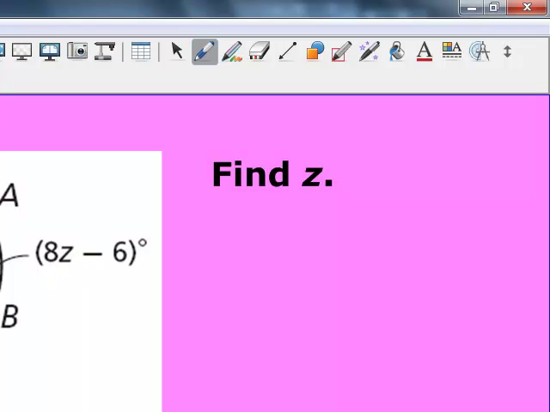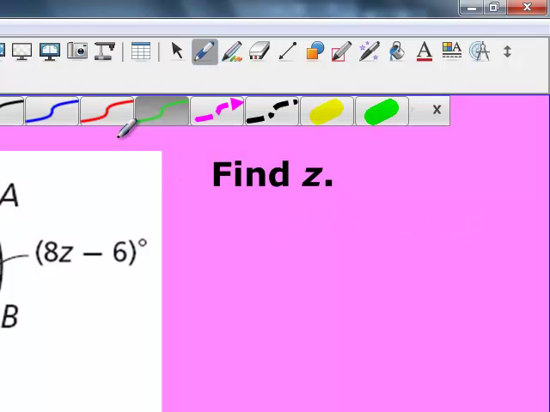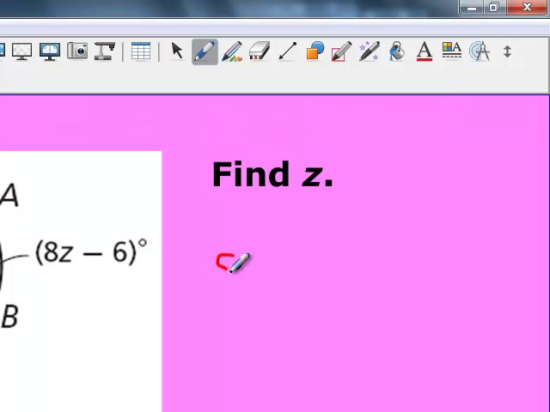Here we've got, again, a diameter, which means the measure of this arc is 180 degrees. So what I would do here is I would set, let's go with a different color, the 8Z minus 6 equal to 90. Okay, and if you go ahead and solve that, you're going to add the 6 to both sides, so you get 96. Divide both sides by 8, you would get Z is equal to 12.